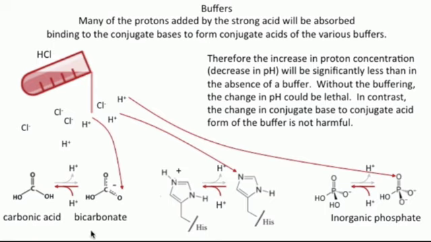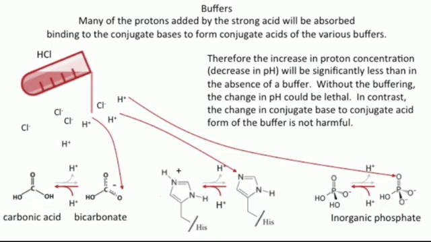So this is Le Chatelier's principle. You're adding hydrochloric acid. Some of the protons stick to bicarbonate to make carbonic acid. Some still float around to lower the pH. Some of them stick to histidine. Some of them stick to inorganic phosphate.